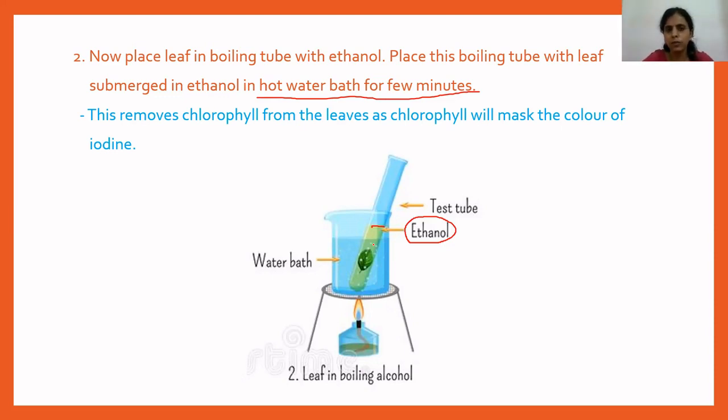Okay, and how to remove chlorophyll out of leaf? You have to take the leaf, put it in a boiling tube and then cover it with ethanol, and then you can place this boiling tube inside the hot water bath for a few minutes.